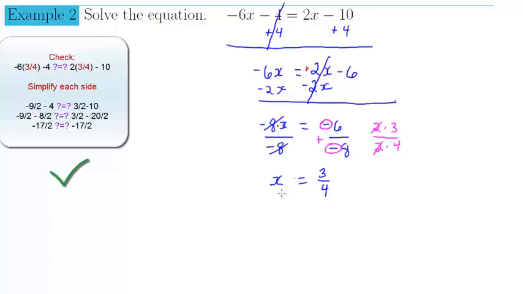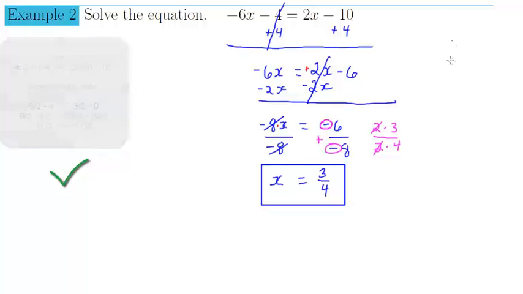All right, and that's okay. X is equal to positive 3/4. There's your solution.